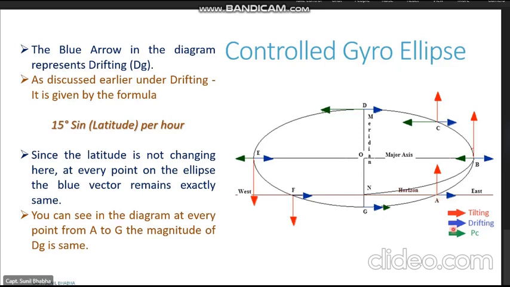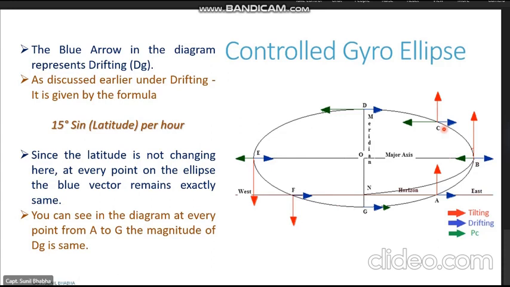So first of all, we go for the drifting force. Drifting is represented by the blue color arrow, and the formula we have just seen, 15 degrees sine of latitude per hour. Now in this particular elliptical motion, we are right now assuming that the observer is not changing its position. If position is same, the latitude will remain the same, and in our formula, if the latitude is same, you will see 15 degrees sine of latitude will be a constant value.